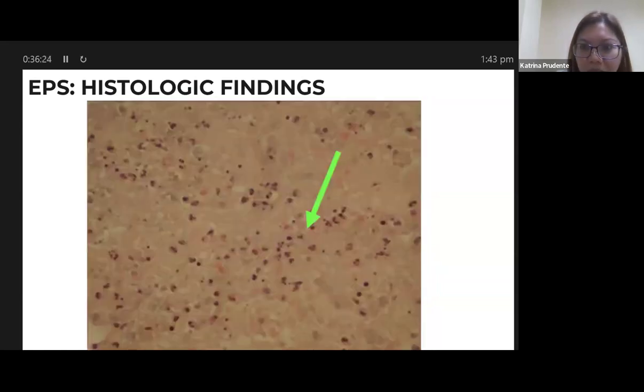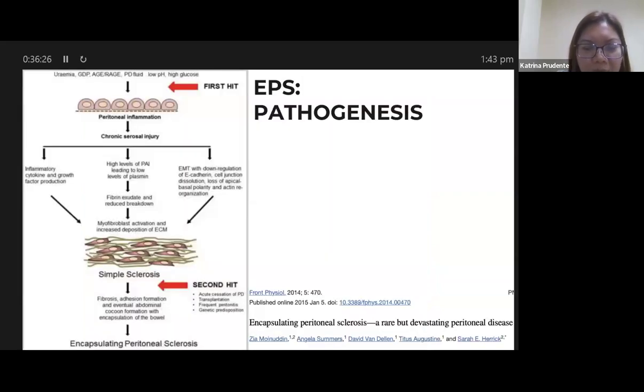And also, for the pathogenesis of EPS, it is still a matter of debate whether EPS is a natural progression of simple sclerosis or a completely separate entity. However, it is clear that having simple sclerosis does not predispose someone to developing EPS. It is accepted, however, that the two-hit theory presented here explains EPS development.